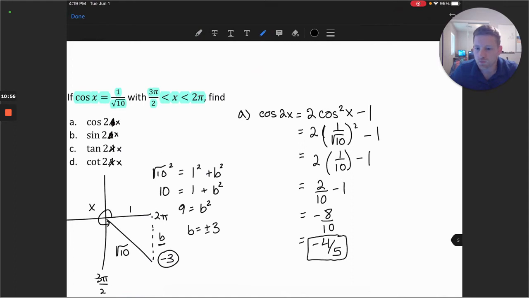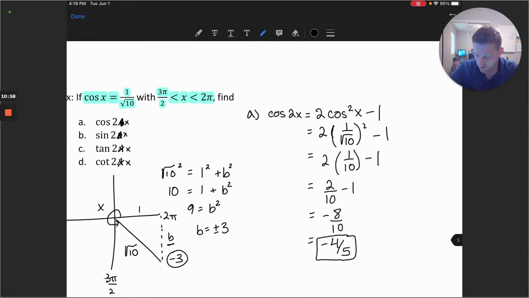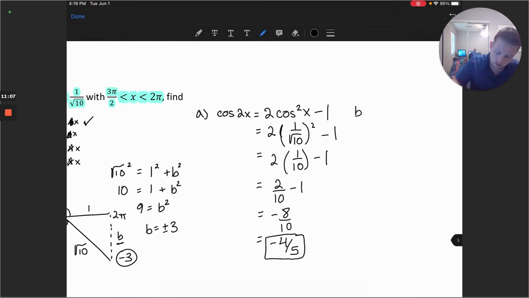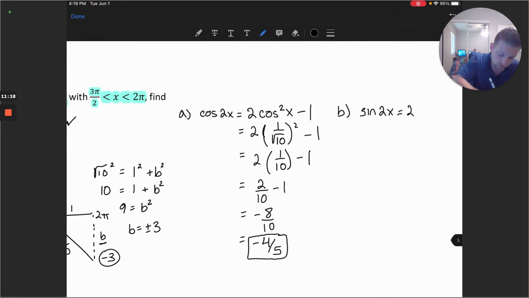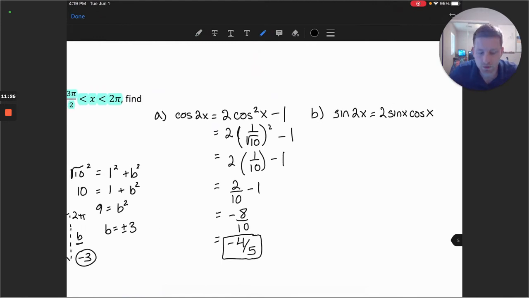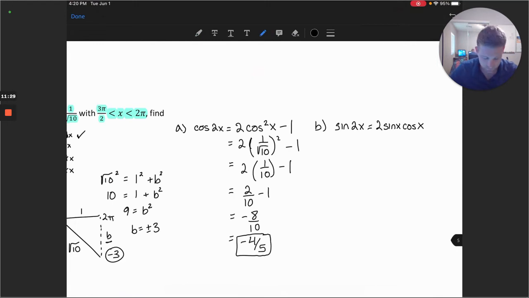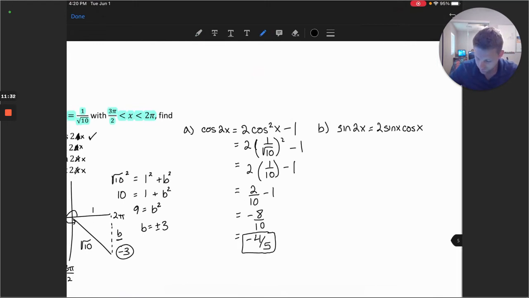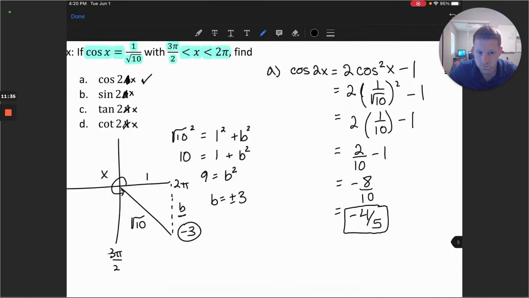Okay, the next one we have on our list, we've got the cosine 2x ready to go. We can go to the sine 2x. I'll do that part B. So sine 2x, we know, can be represented in only one way. That would happen to be 2 sine of x cosine of x. And so in this one, we actually have to go out and solve for sine of x. So let's take a look at what sine of x is going to be in our problem here.